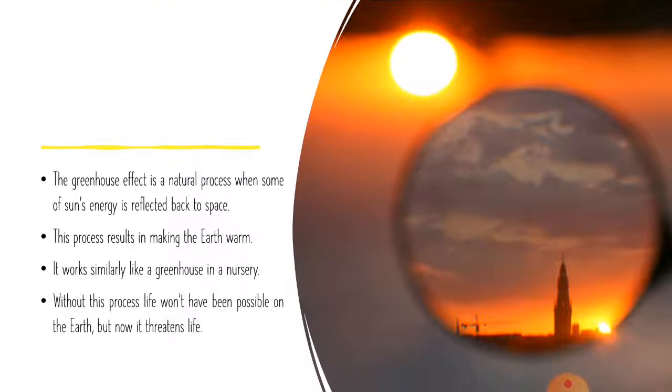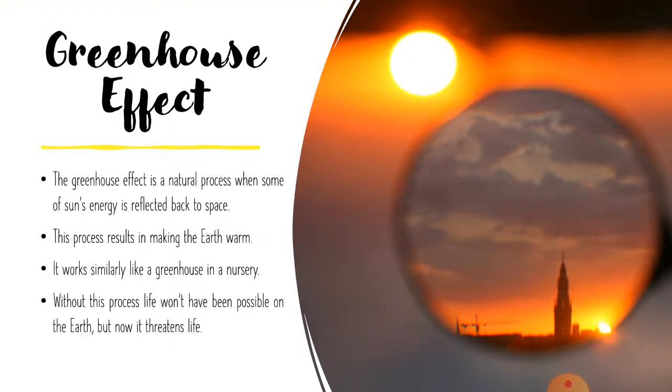Now, what is the greenhouse effect? The greenhouse effect is a natural process where some of the sun's energy is reflected back to space. This process results in making the Earth warm. It works similarly to a greenhouse in a nursery, and without this process, life wouldn't have been possible on Earth, but now it threatens life.